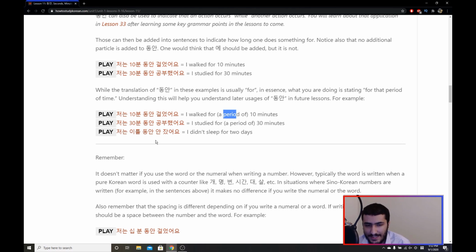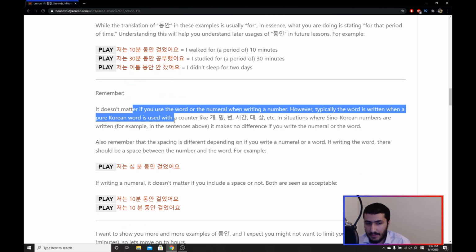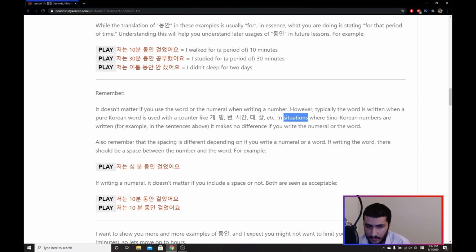So 저는 이틀 동안 안 잤어요. I didn't sleep for 2 days. Now remember, it doesn't matter if you use the word or the numeral when writing a number. However, typically the word is written when a pure Korean word is used with a counter, like 개, 명, 번, 시간, 대, 살, etc. In situations where Sino-Korean numbers are written, it makes no difference. So 한 개, 두 개, you would write them out instead of writing numerals.